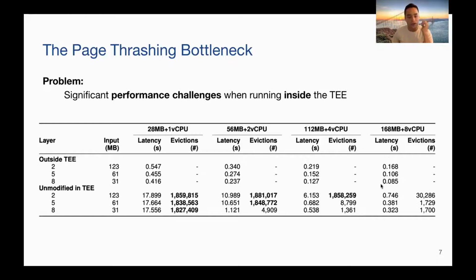Then we can try to correlate this latency with the number of page evictions, which is a way of observing page thrashing. And we can see that the number of page evictions is huge, like over 1,800,000 for some layers, and depending on the enclave configuration, we have less page thrashing. So we can make a big distinction between layers where we observe page thrashing and layers where we don't. We have about 10 as a multiplicative factor.